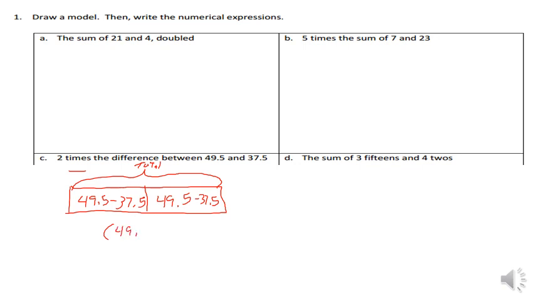Now, as an algebraic expression, I would use parentheses, because I'm going to go 49 and 5/10 minus 37 and 5/10. That is the difference, and I want 2 times the difference. Now, with algebra, a lot of times you do not put the x right next to it. If you've got a parenthesis, you end up with 2 times 49 5/10 minus 37 and 5/10. Both of these answers are acceptable, though.